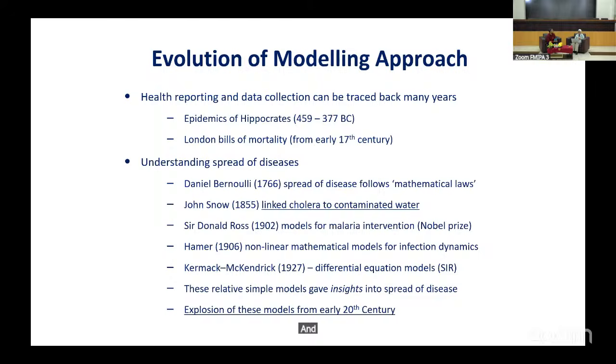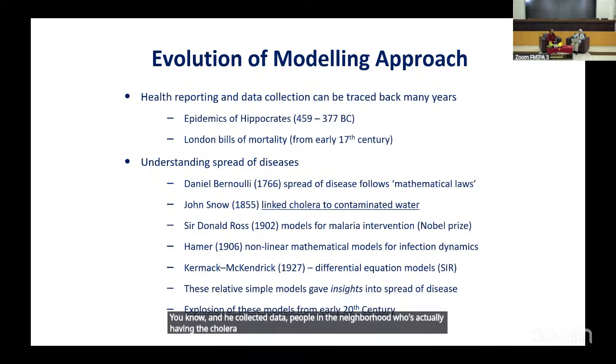And then there are people who developed models to understand the spread of disease. For example, the first one, Daniel Bernoulli, modeled people as infected and immune. And then John Snow linked cholera to contaminated water. This is interesting because when the cholera outbreak happened, he collected data on people in the neighborhood who had cholera, and then mapped it. Using the map, he found that cases were around the water supply.